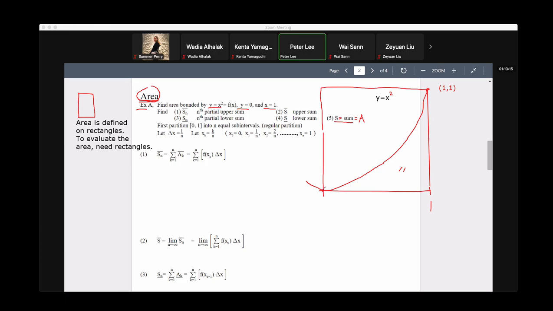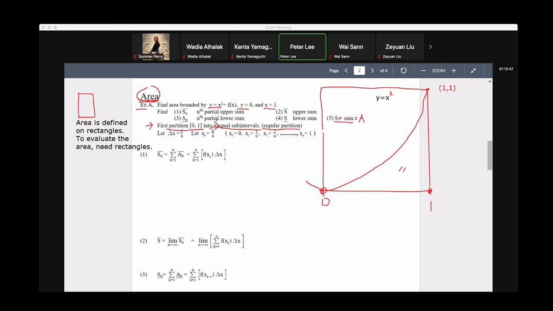First, we have the interval from 0 to 1. First, partition 0 to 1 into n equal subintervals. This is what we call a regular partition. So what that means is chop this up, 0 to 1, into how many pieces? Not into 2 equal intervals or 3 equal intervals, but into n equal subintervals.